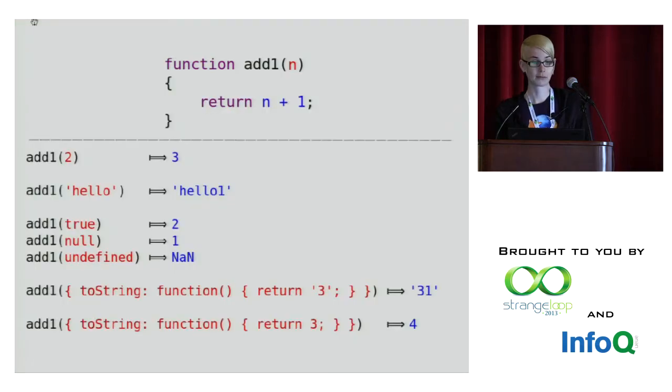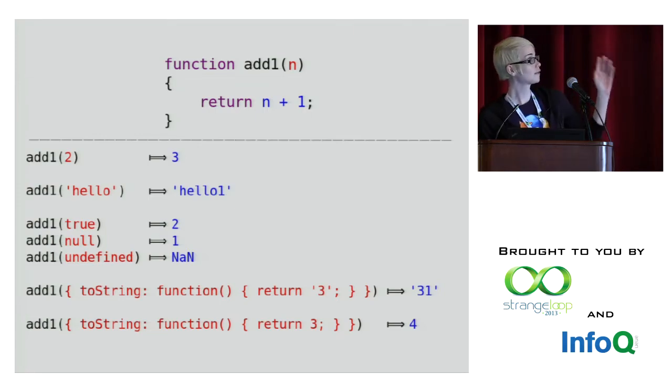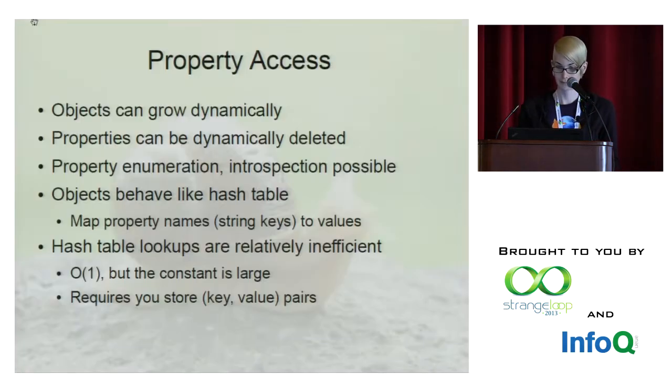So this is an example from JavaScript. If you have a simple function that just does n+1, if you do add one of 2, it's going to return the integer 3. If you do add one of hello, it's going to do string concatenation. If you do add one of true, you get 2. If you do add one of null, you get 1. Add one of undefined, you get not a number. Add one of an object with a toString function that returns the string 3, you get 31. But toString doesn't actually have to return a string. It could also return an integer, and then you get 4. So inside of the JavaScript plus operator, you have to be able to handle all of these cases.